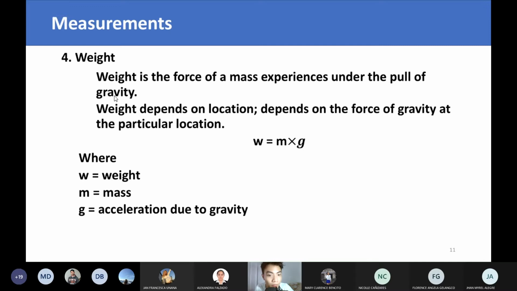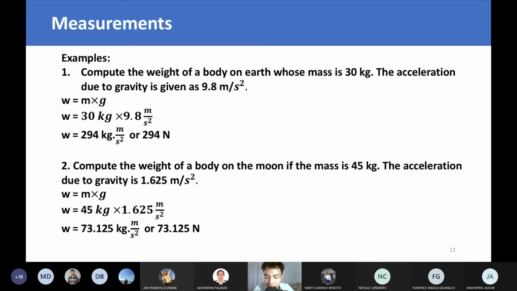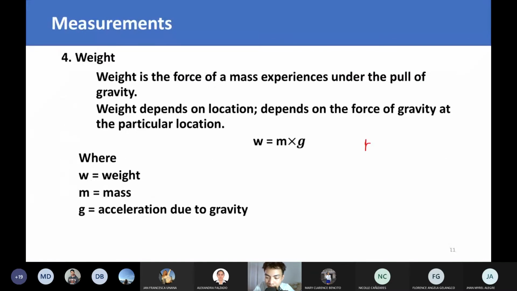For us to solve for the weight of an object, we use the formula W = mg, where m is the mass of an object in kilograms, and g is the acceleration due to gravity, which is on average 9.8 meters per second squared. Okay? And the final unit for weight is newtons. Okay? So pag pinagsama-sama natin yung unit na kilogram, meter per second squared, yan ay equivalent to newtons.